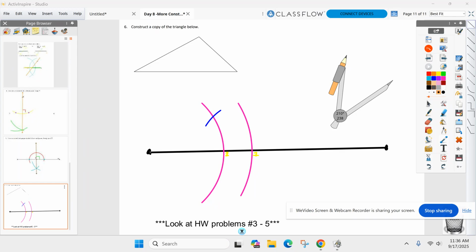The intersection point and the end point. There's side number 2. And then do you see where the third side would come from? Your first arc to the intersection point. You have just created a congruent triangle. Look at you guys.